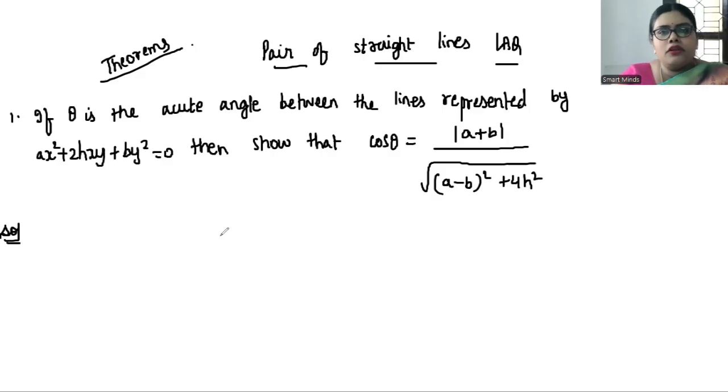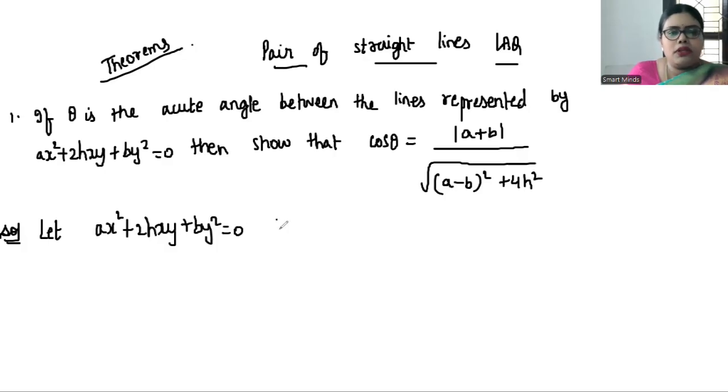So we will cover all the theorems of pair of straight lines in this class. So the first important theorem is cos theta theorem. If theta is the acute angle between the lines represented by ax square plus 2hxy plus by square equals to 0, then show that cos theta equals to mod a plus b by root over a minus b whole square plus 4h square.